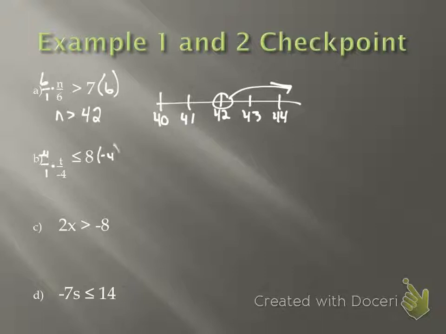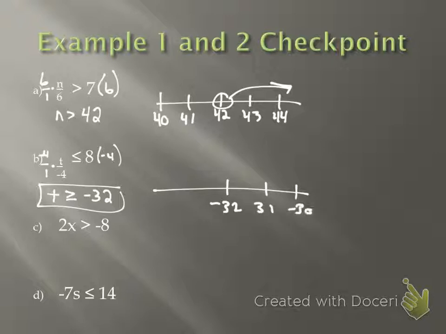What about B? What happens to your inequality? Negative 32. It is greater than or equal to negative 32. Who got that right? Did you switch it? Yes. Okay. T is greater than or equal to negative 32. You have to switch because you had to multiply by a negative to get T by itself. You had to multiply by negative 4.